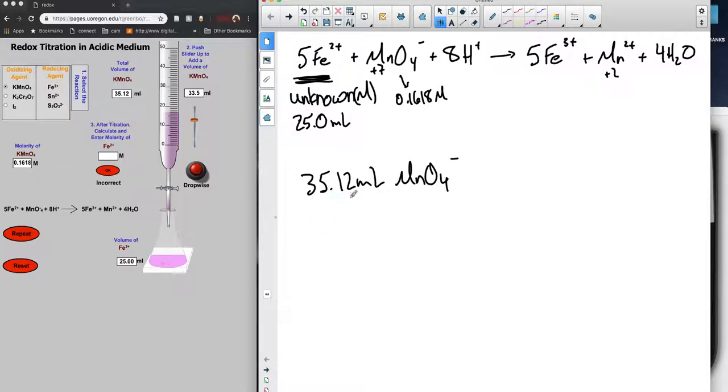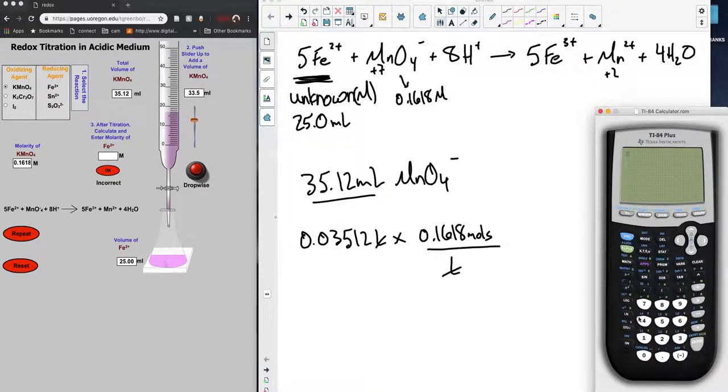Now I have a molarity as well of potassium permanganate. So I know that I can take this and multiply it by the molarity and get moles. So here I'm going to change it quickly into liters, so that way we know that we're dealing with 0.03512 liters times, and of course in IB we call these decimeters cubed, 0.1618 moles per single liter, right? That's where I'm getting this number from. My liters will cancel, and I'll pull out my calculator.